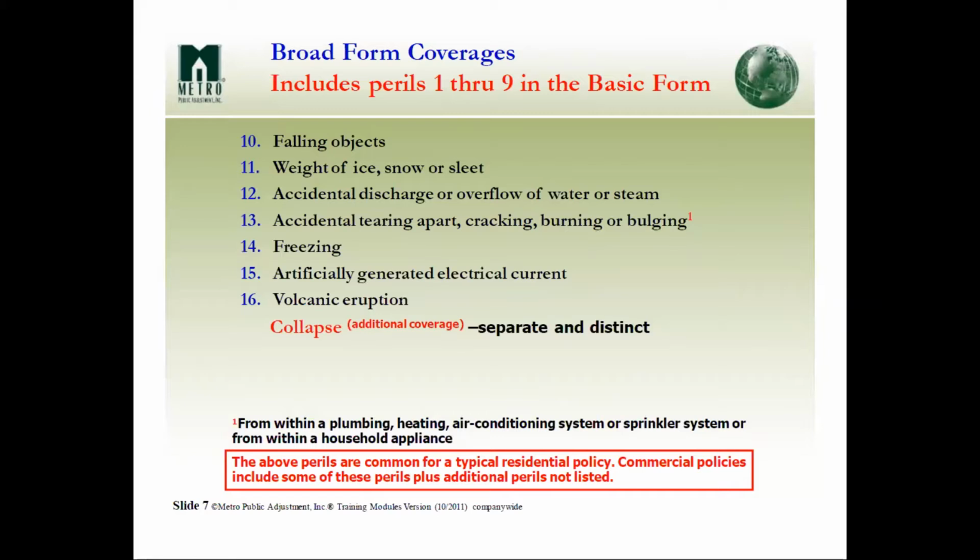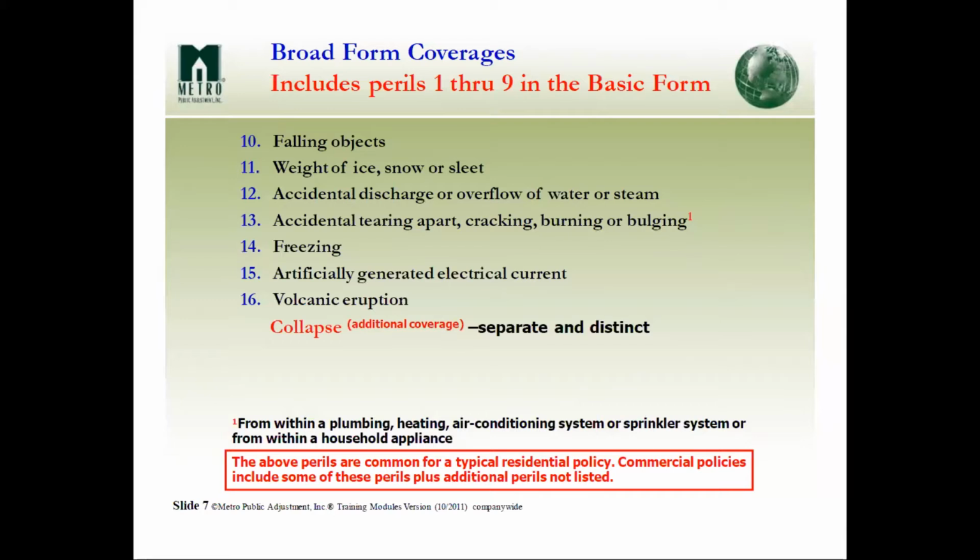Accidental tearing apart, cracking, burning, or bulging. I can honestly say I've never done a number 13 claim. I believe that part of that claim might be the damage that would be caused by a boiler breaking up, or perhaps some kind of other mechanical item in the home. But that is a very rare occurrence. Freezing and frozen pipes, etc.